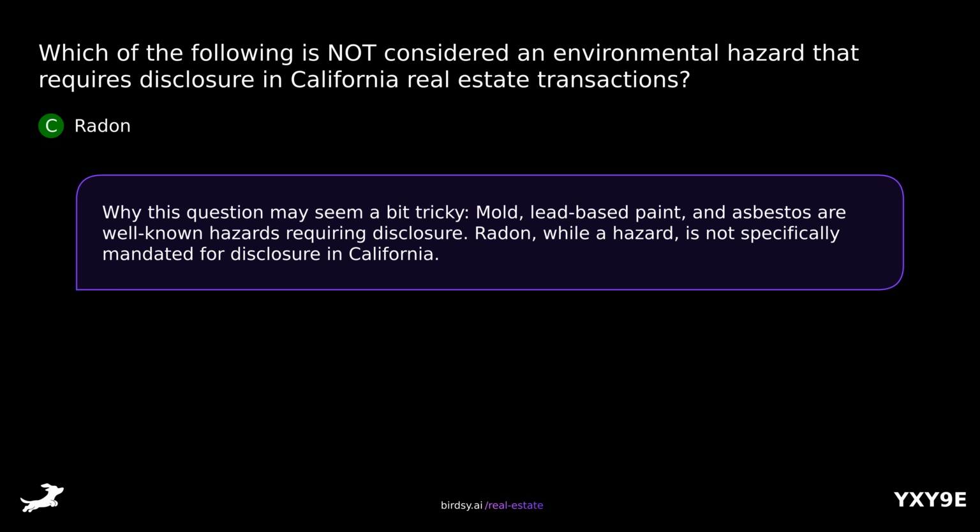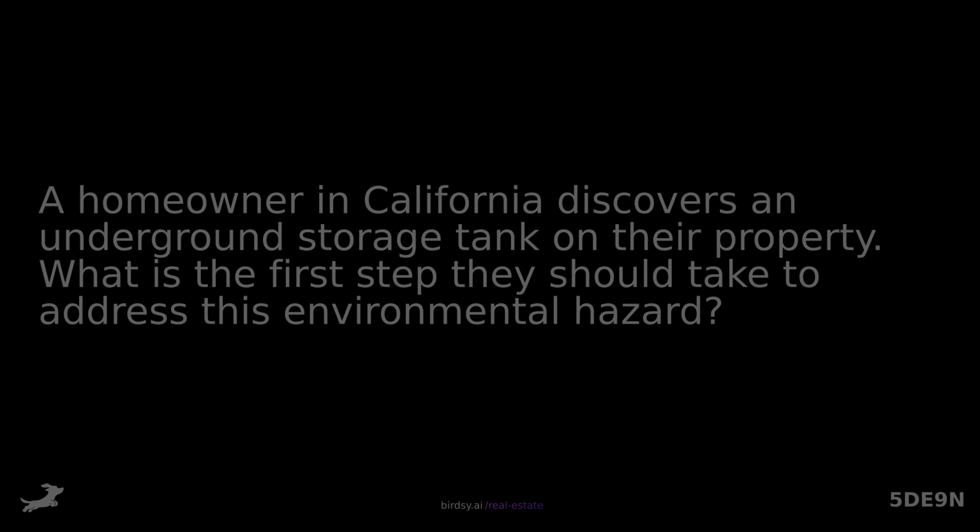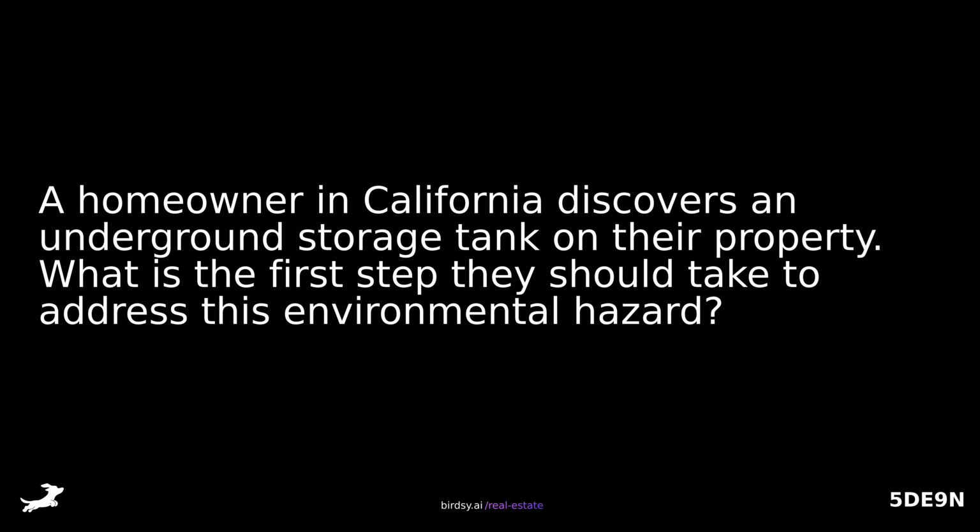Why this question may seem a bit tricky. Mold, lead-based paint, and asbestos are well-known hazards requiring disclosure. Radon, while a hazard, is not specifically mandated for disclosure in California. A homeowner in California discovers an underground storage tank on their property.